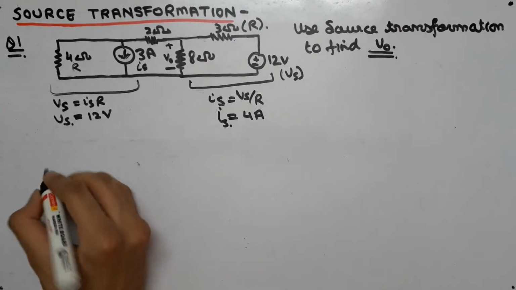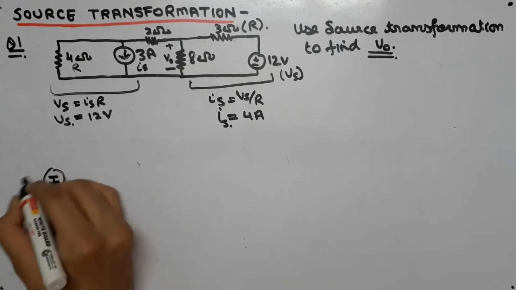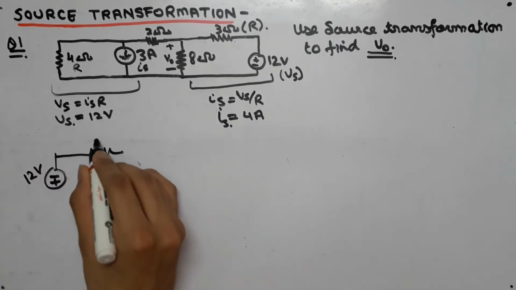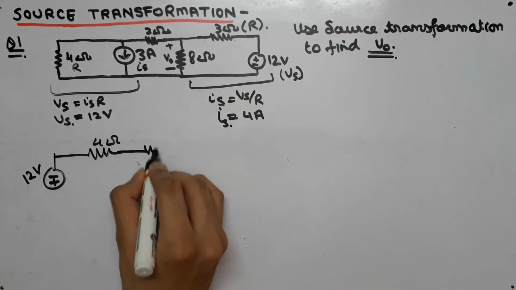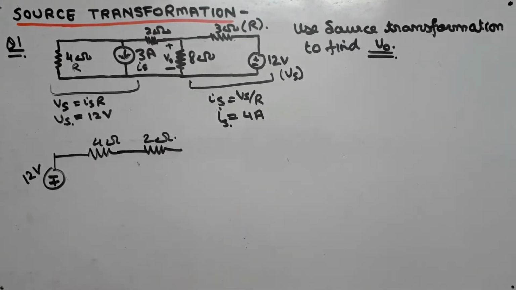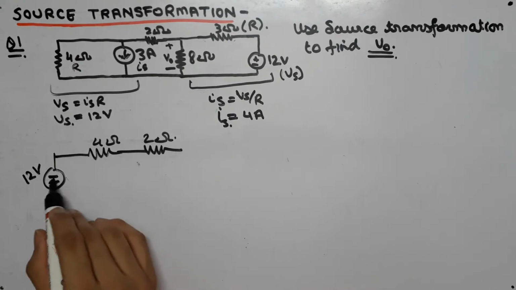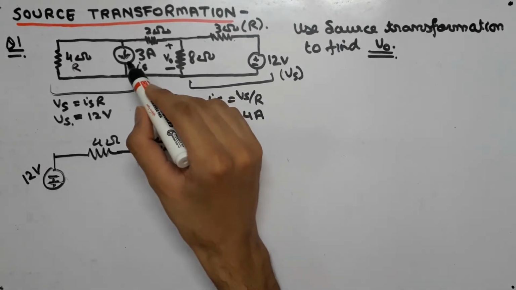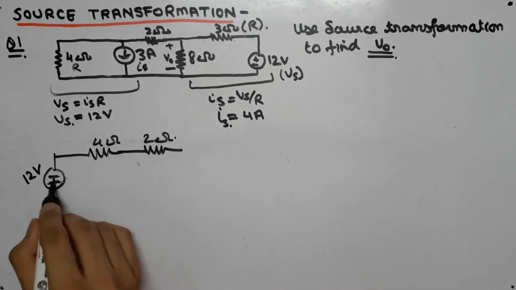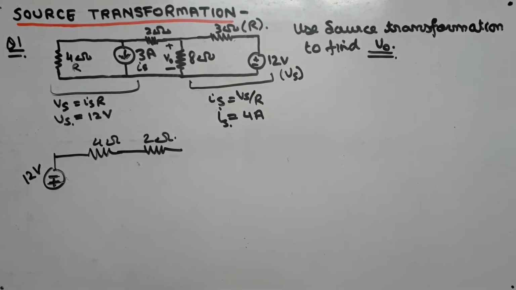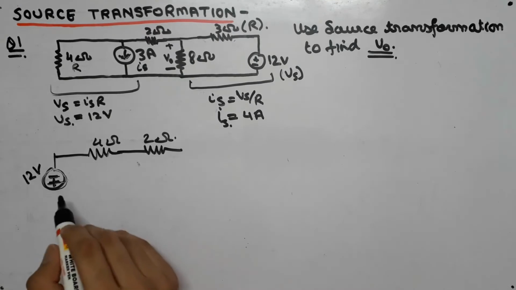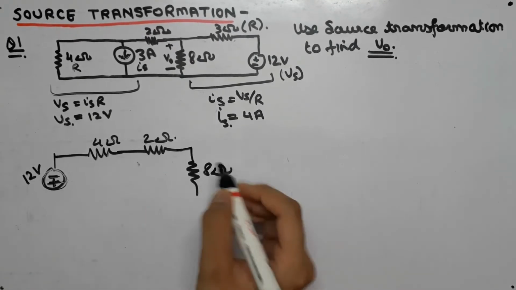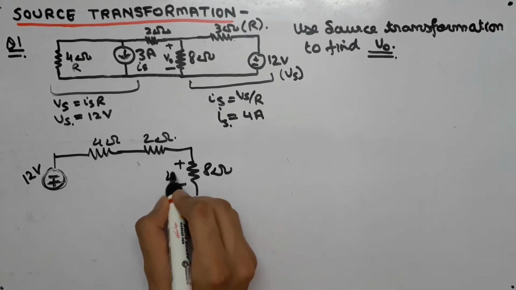That is, we will get a 12 volt voltage source over here in series with the 4 ohm resistor and the 2 ohm resistor. Now you have to be careful while making the positive and the negative signs of this voltage source. As the arrow is facing downwards, therefore we have put the positive sign below the negative sign. So we have to be very careful about this part. Now similarly we will have 8 ohm over here, across which we have to find the voltage V0.